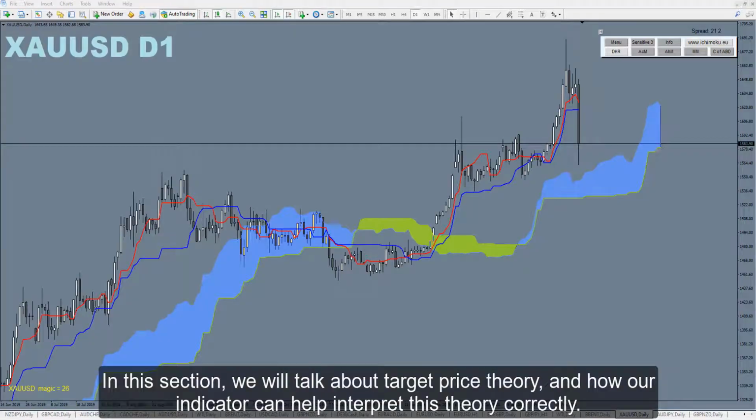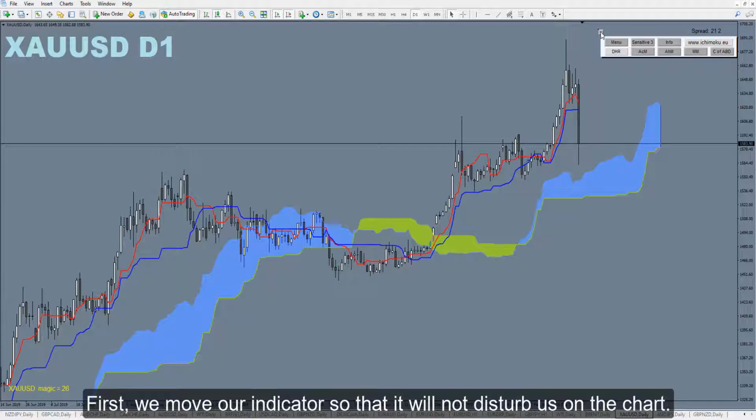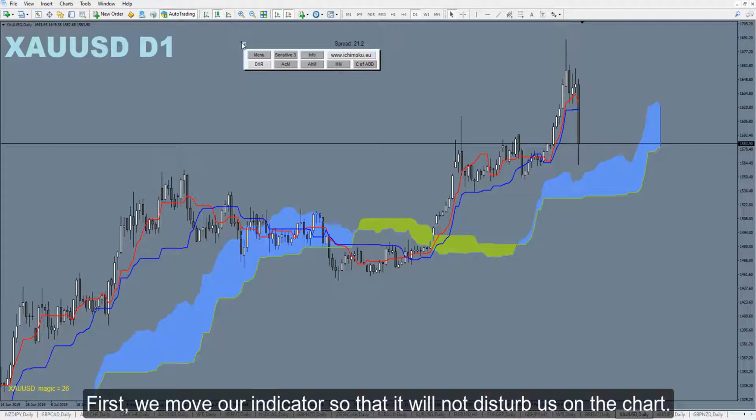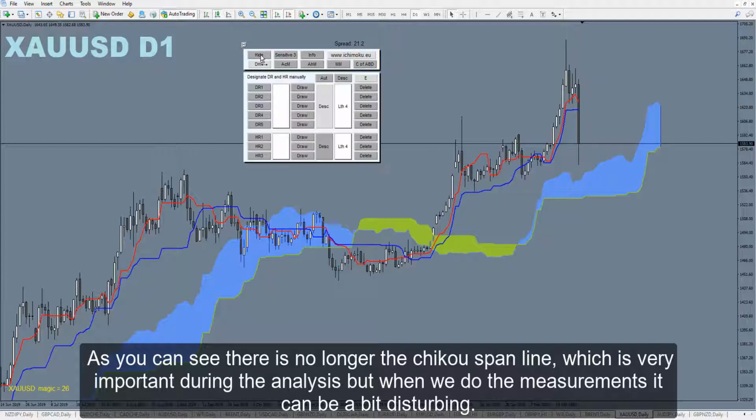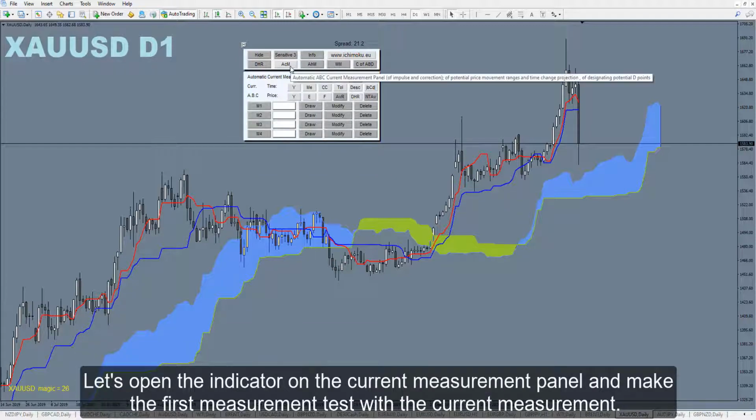In this section, we will talk about target price theory, and how our indicator can help interpret this theory correctly. First, we move our indicator, so that it will not disturb us on the chart. As you can see, there is no longer the Chikou span line, which is very important during the analysis, but when we do the measurements it can be a bit disturbing. Let's open the indicator on the current measurement panel, and make the first measurement test.